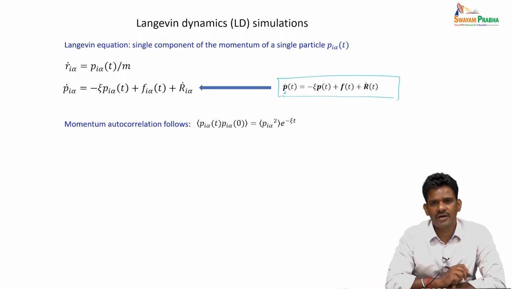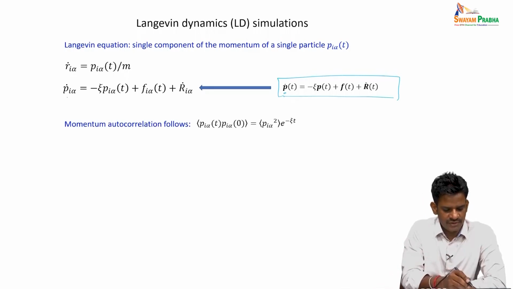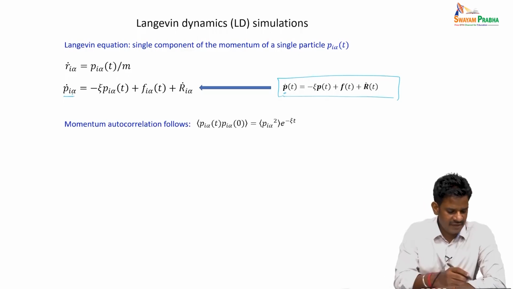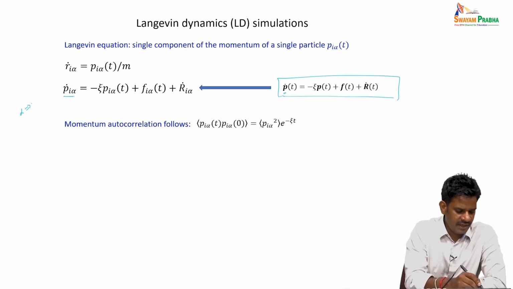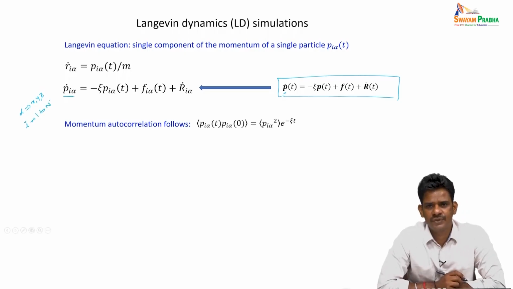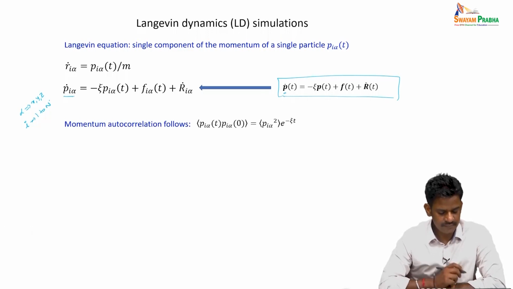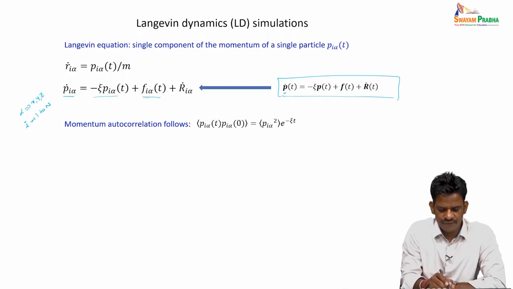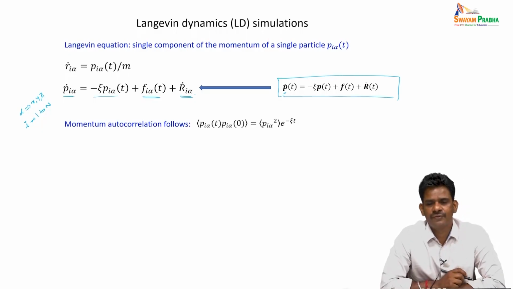So, now if you write in component form, you can write it as a set of scalar quantities. The P i alpha here is basically the ith particle's momentum's alpha component, where alpha can be either x or y or z, and this i basically goes from 1 to n, that is the number of solute particles that we want to simulate. So, we have this term which is a frictional term, then we have this conservative force which comes from intermolecular forces, and this is the random force that we need to calculate.